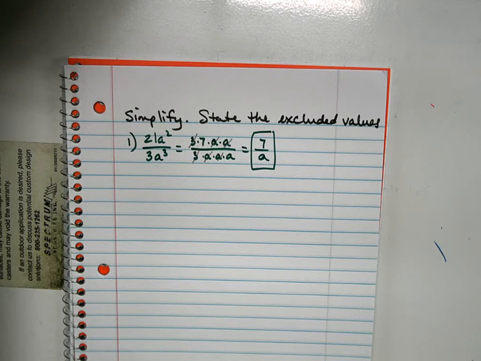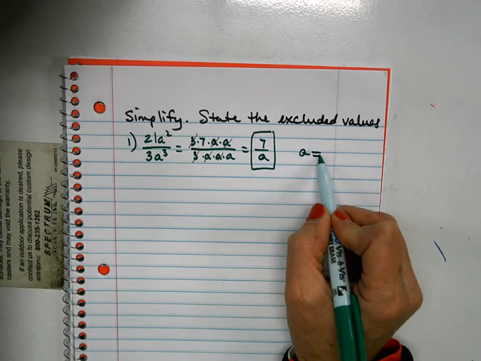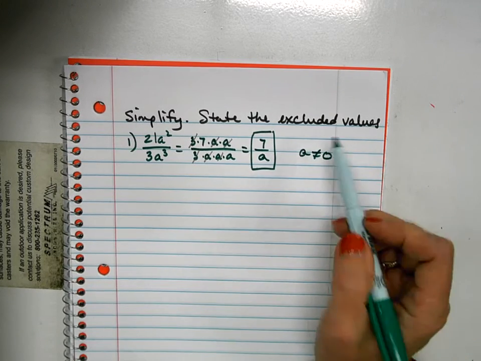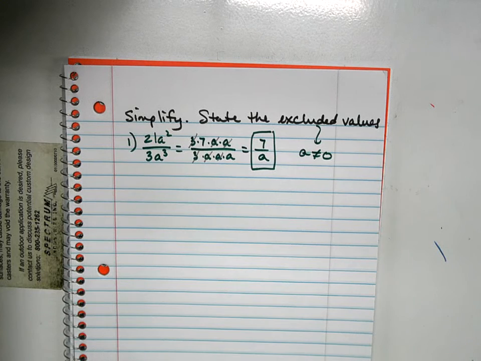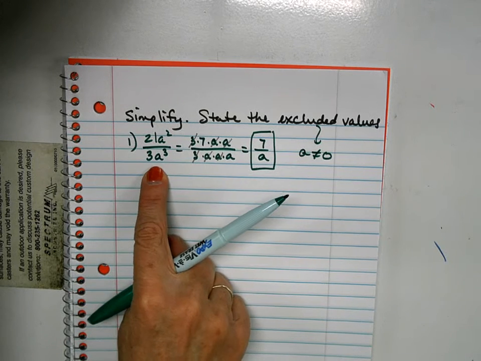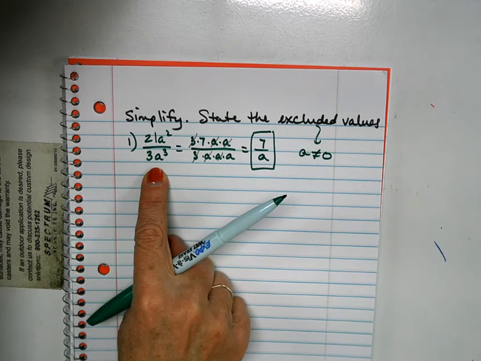Is there anything I could plug in for a that would make that denominator 0? There's 1. What is it? 0, right? That's the excluded value. A can't be 0. Okay, so when it says excluded values, that's what you're going to do. Could a be 3? Sure. Could a be negative 3? Yeah, sure. Any of those are fine. It just can't be 0.